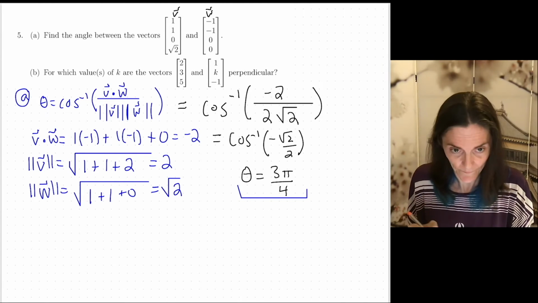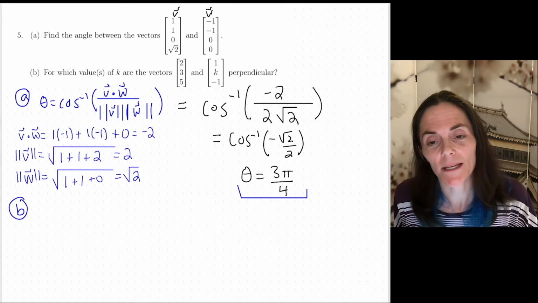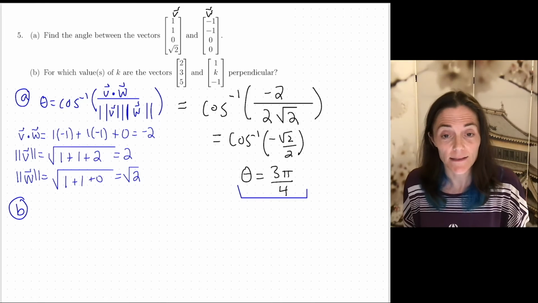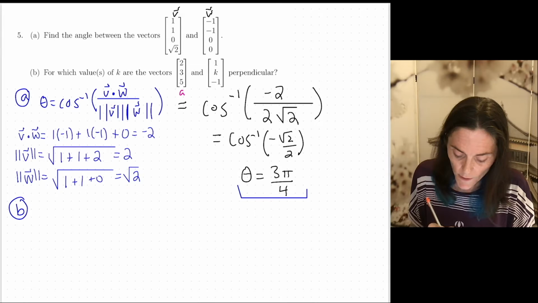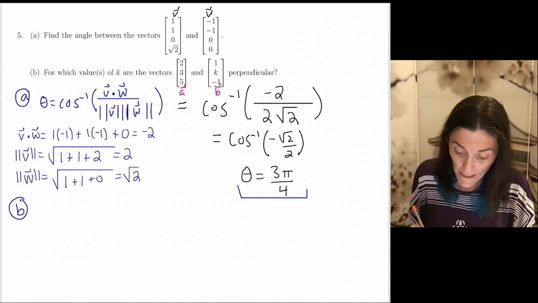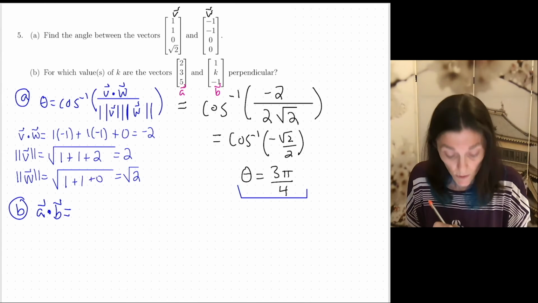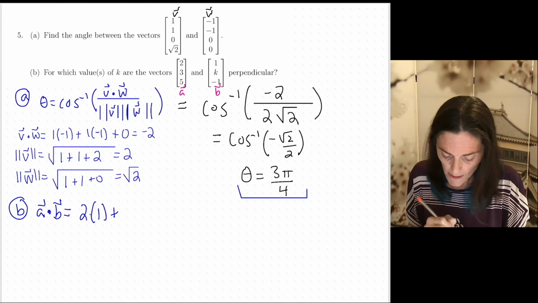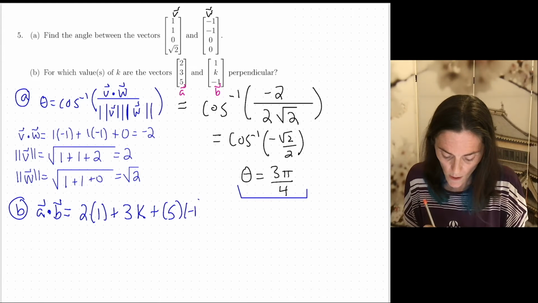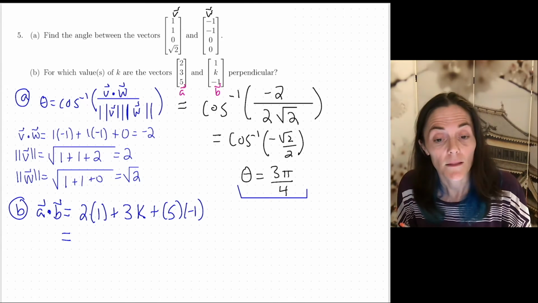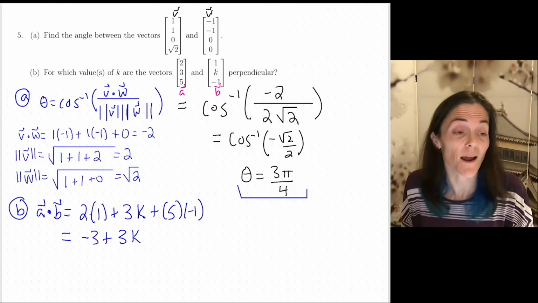Okay, fantastic. Letter B. For what values of k are these 2 vectors perpendicular? Well, perpendicular just means that their dot product is 0. And so if we take, okay, again, I don't have these labeled. Maybe this is vector A and this is vector B. If I take A dot B, I get 2 times 1 plus 3k, and then plus 5 times -1. And altogether, this is -3 plus 3k. Okay, this is the dot product of A and B.